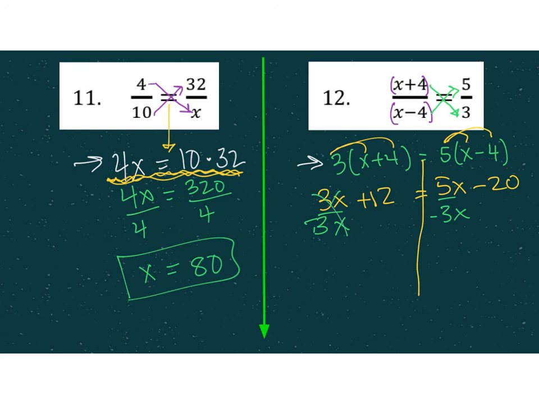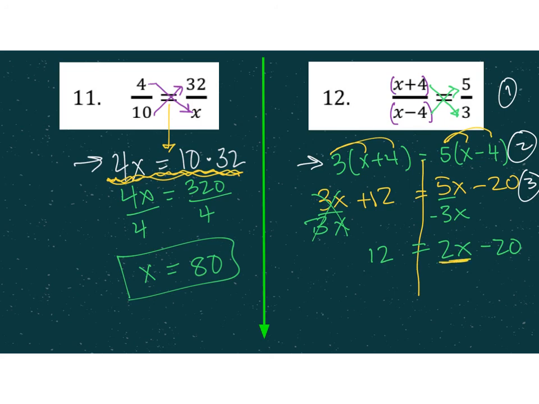So 3x minus 3x goes away. I'm left with just 12 over there on the left. On the right, 5x minus 3x is 2x, and then subtract the 20. All right, next step. Look at all the steps that we had to do. The first step was to cross multiply. The second step was distribute. Now I moved my x terms. Goodness gracious, now I have to go to the fourth step. So the next step is going to be canceling that constant.